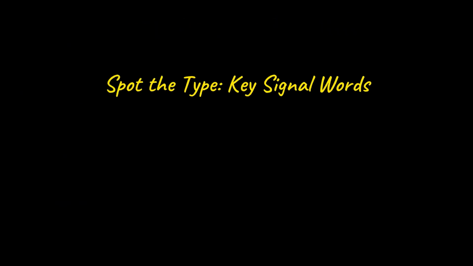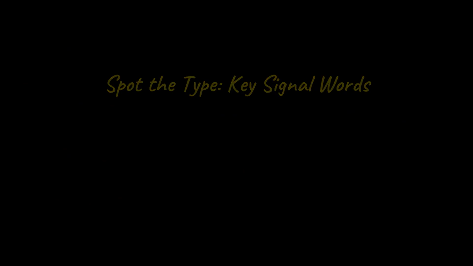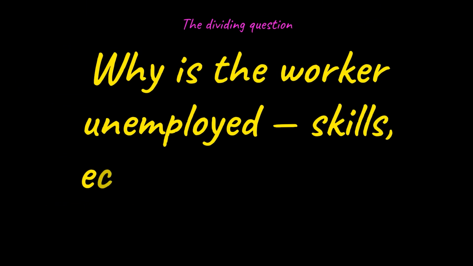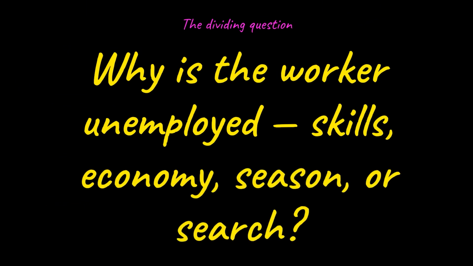Signal words make classification faster. Just graduated or between jobs points to frictional. Replaced by automation or skills no longer match points to structural. Laid off during a downturn points to cyclical, and only works in summer points to seasonal. Every classification question comes down to one thing: the root cause. Identify whether the problem is a brief search, a skills gap, a recession, or a seasonal pattern, and the right type follows immediately.